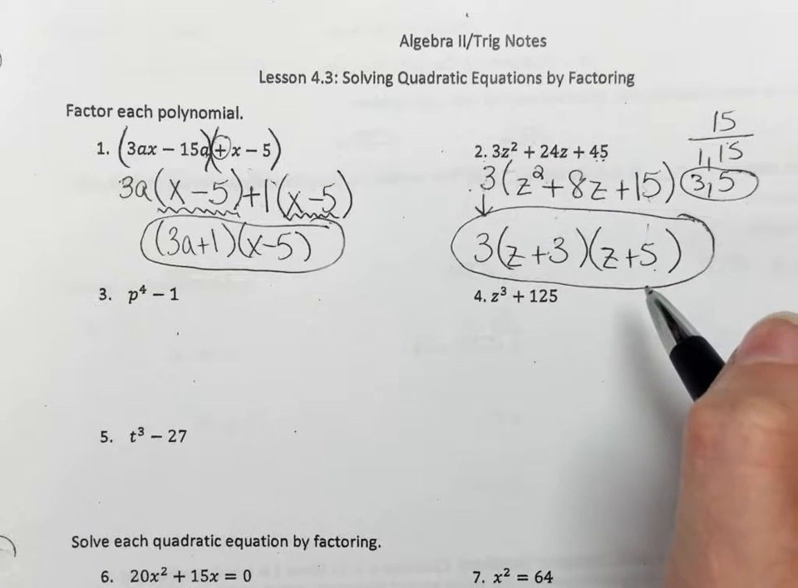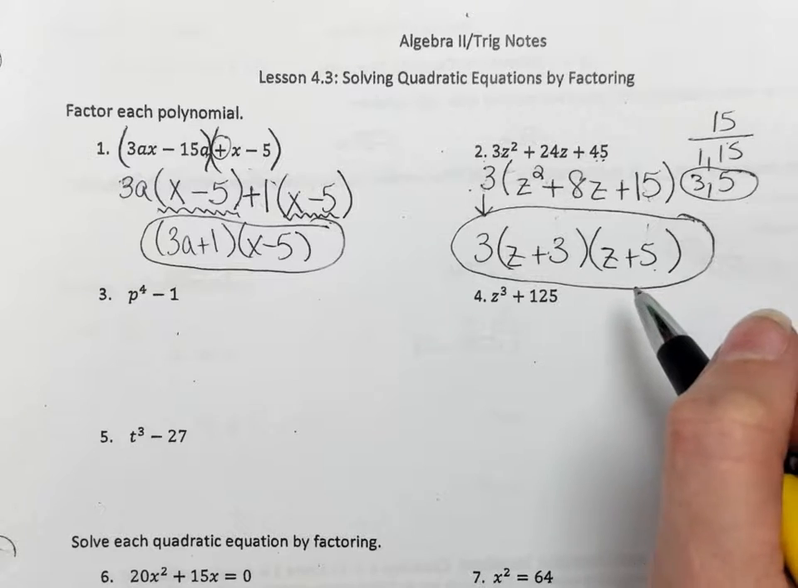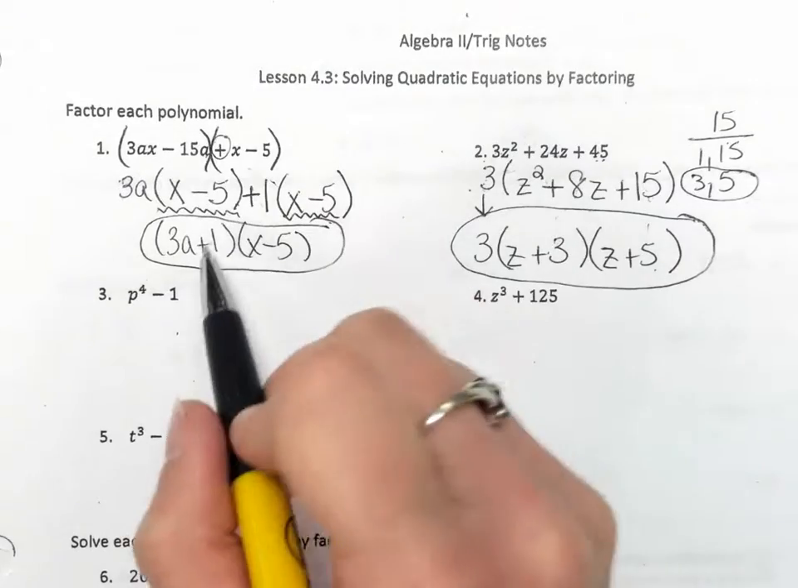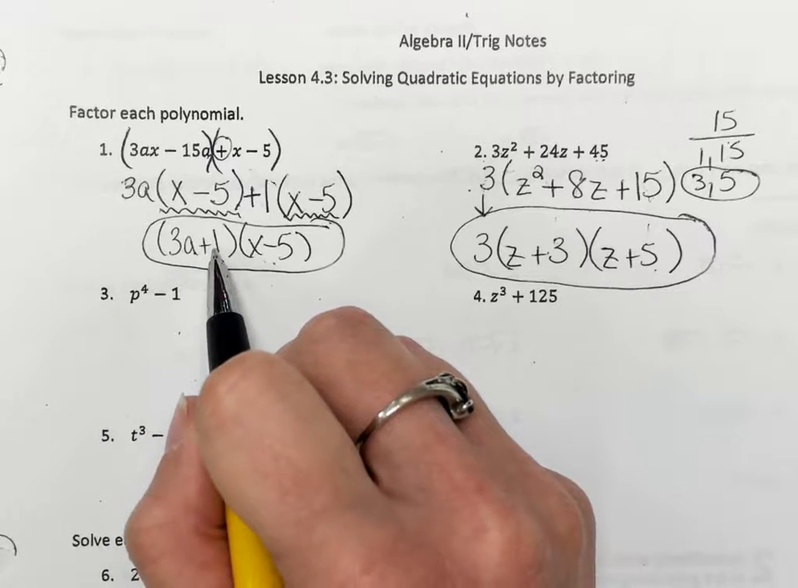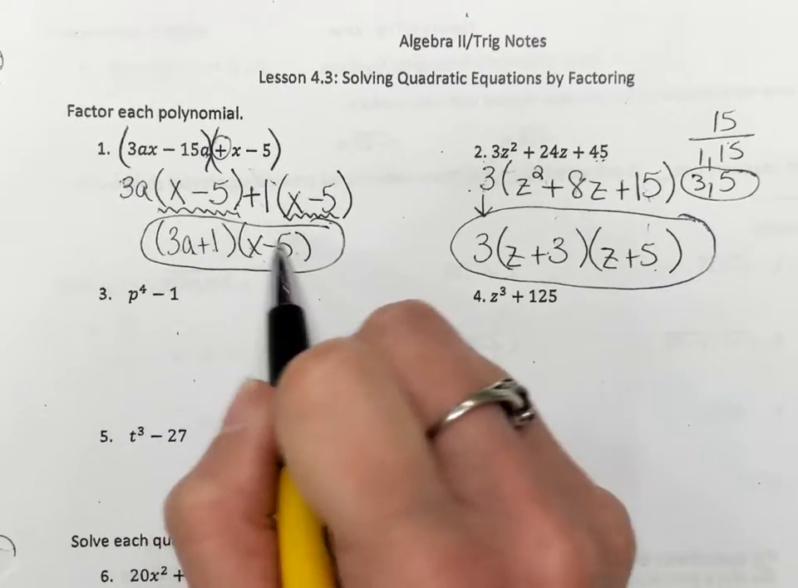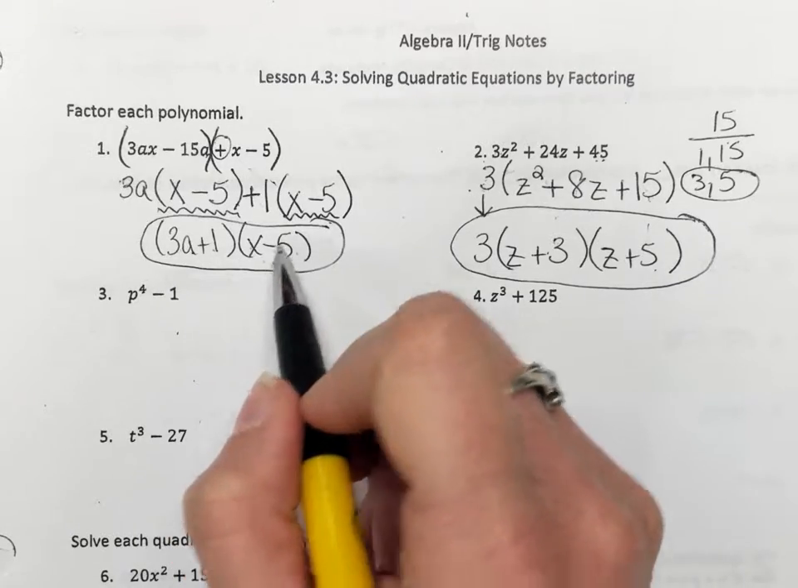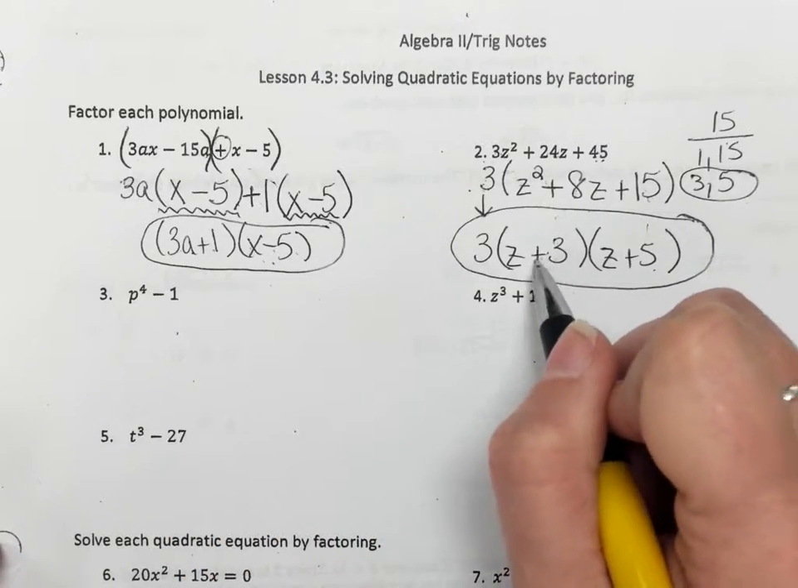It's just written differently. What if you do it backwards? What if you do z plus 5? It doesn't matter. Like this one, I could have done this backwards. As long as I had the x and the minus 5 together and the 3a plus 1 together, it doesn't matter the order. The only thing that matters is that the sign stays with that number.